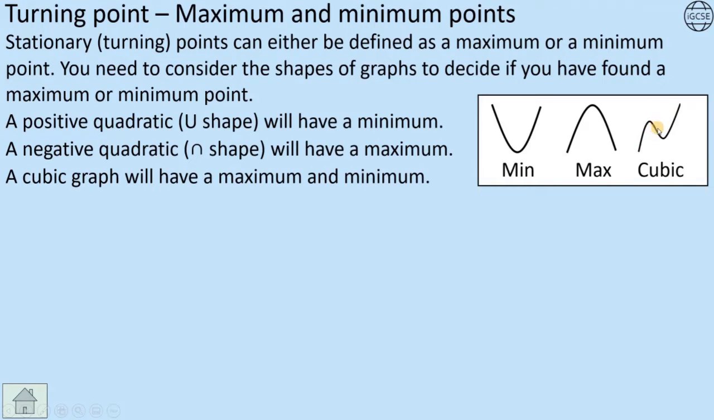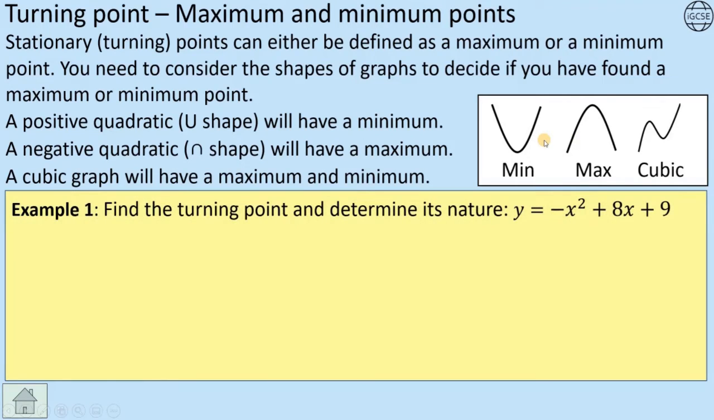Now this one's more complicated because we've got to determine which one is which. And of course, we also need to consider whether or not it just has a point of inflection and goes flat and doesn't have either. So the cubic is certainly more complicated than the quadratic ones. So let's have a look at this particular example.